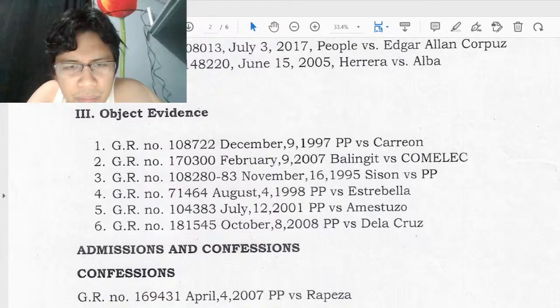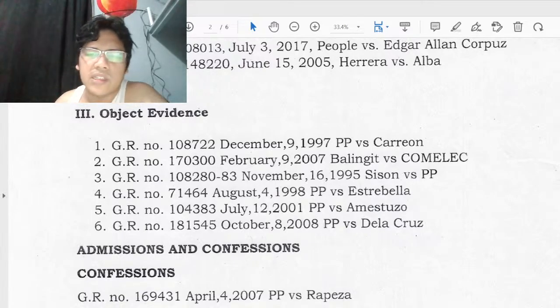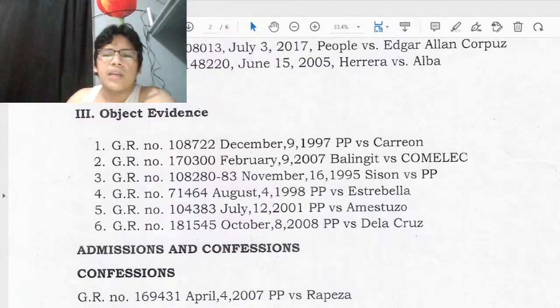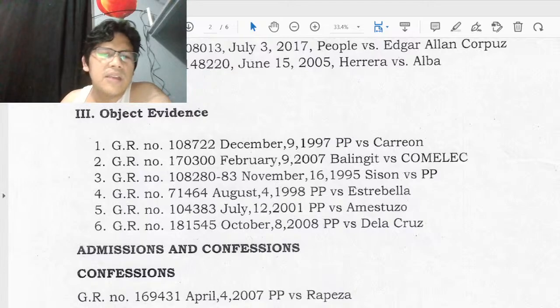The appellant interposed the present appeal on the grounds of insufficiency of evidence, erroneous admission in evidence of the marijuana, and failure of the trial court to give any probative value to the supposed affidavit of desistance. The apprehending officers apparently retracted, and her defense was denial. So, is she guilty, what is the ruling of the court?